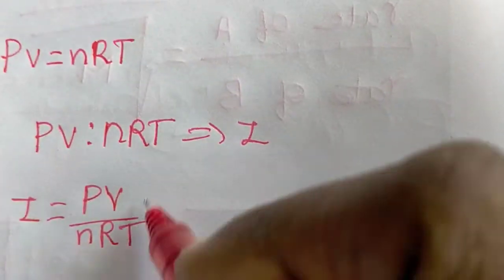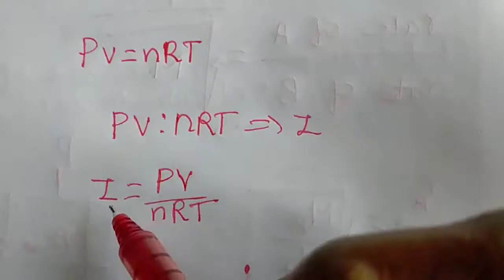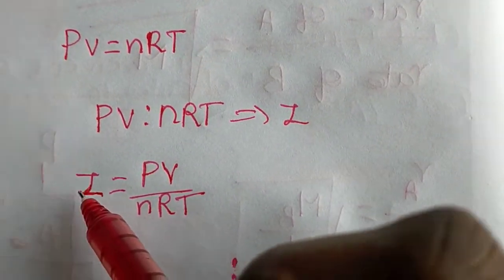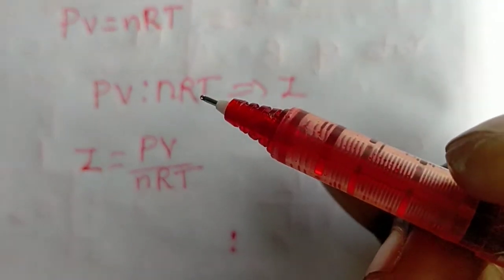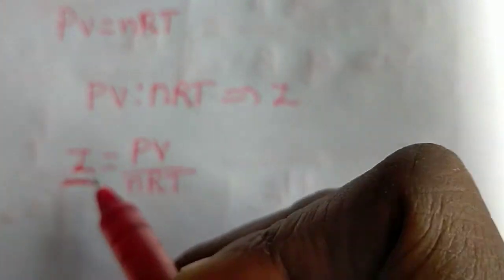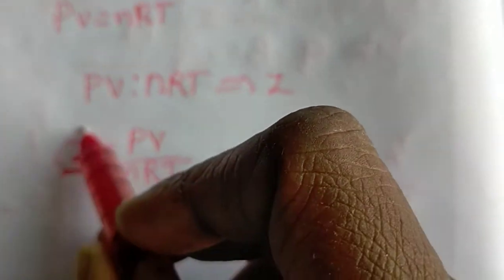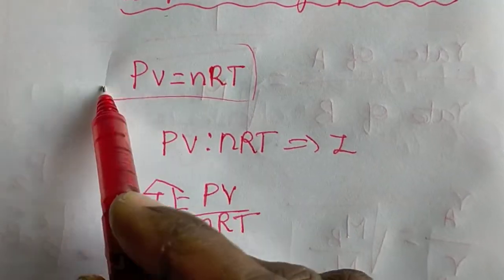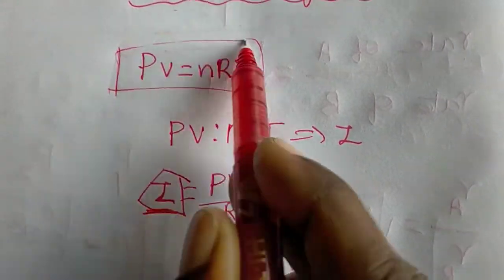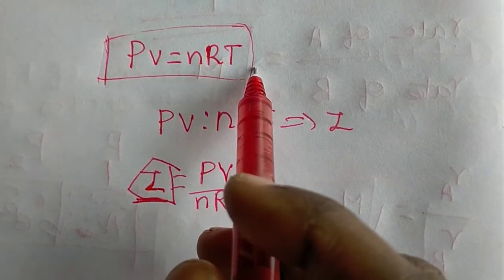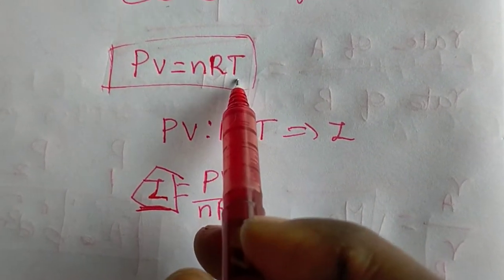So the ratio between PV and nRT is known as the compressibility factor Z. Now, you know what the ideal gas equation is: PV is equal to nRT. So PV is always equal to nRT.